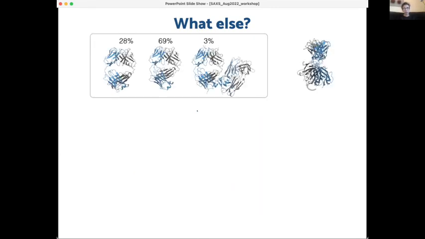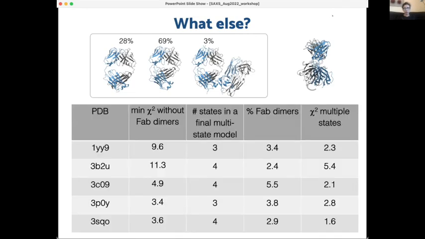And surprisingly, or not surprisingly, the fit improves quite a lot if we include a really small percentage of those dimers. Here you can see the percentage of dimers. It's really 2 to 5 more or less. And the chi-square is much better when we include those dimers compared to without dimers. So probably some of them do dimerize in solution.